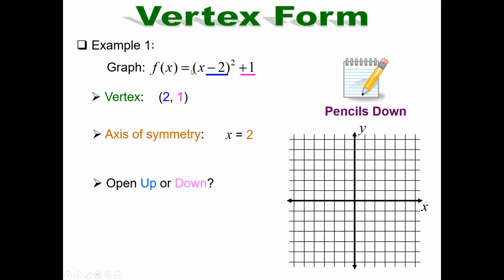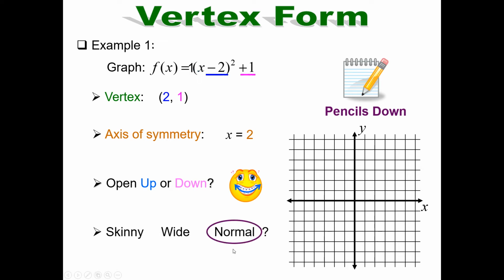Does it open up or down? Well, there's a hidden 1 right there. That's positive, so it opens up. Is it skinny, wide, or normal? Well, 1 was the normal one, so it's going to be the normal width. So I'm going to go ahead and graph 2, 1. Boom. Now we need another point.